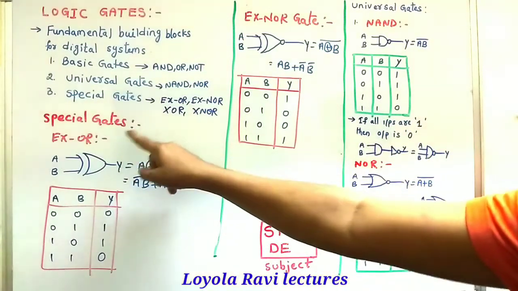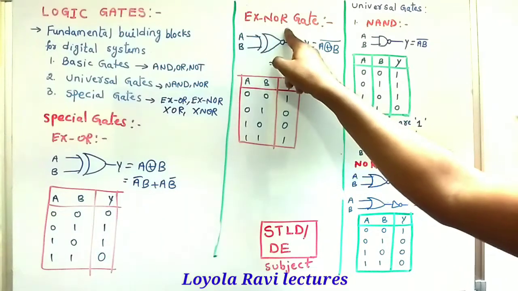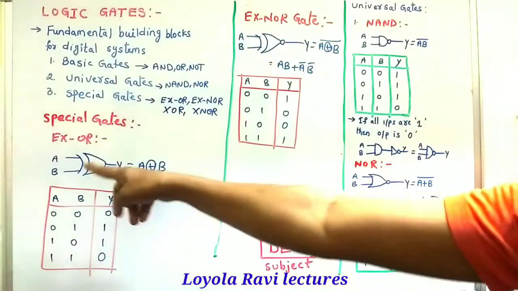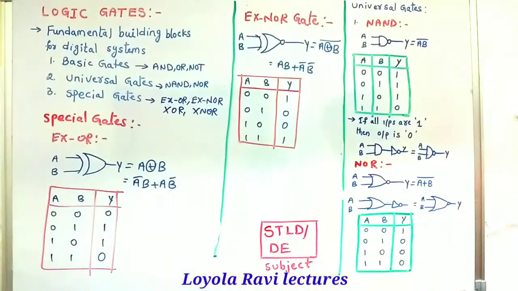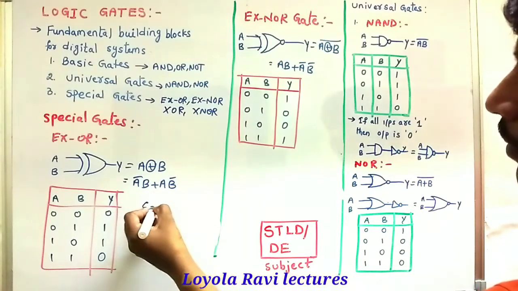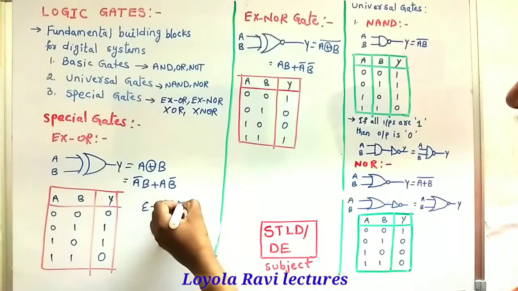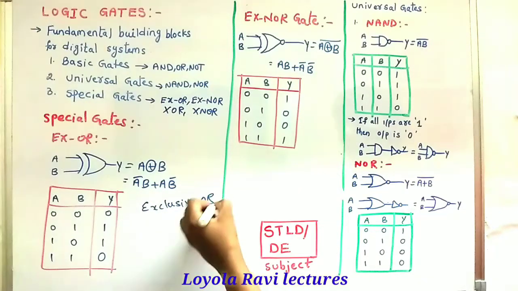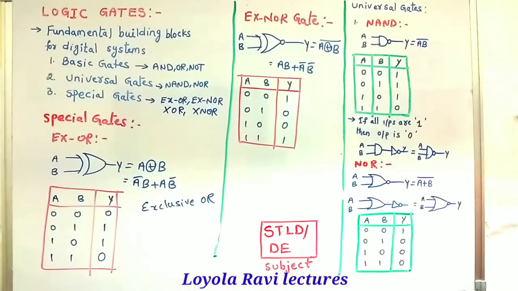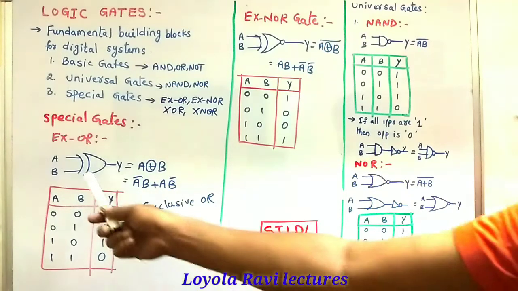Here special gates are XOR and XNOR gates. XOR logic symbol is like this. XOR may also be called as exclusive OR gate. Okay, this is the logic symbol.